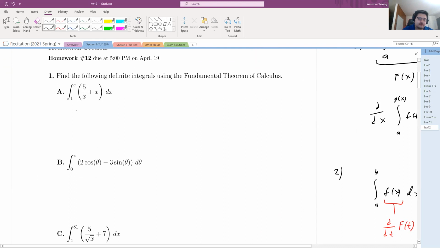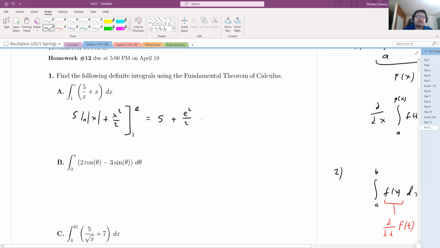So for the first one, you should definitely see that this is 5 ln absolute value of x plus x squared over 2. I think that's pretty straightforward to just be able to see that right away. And then you evaluate. So if I plug in e, I'm going to get 5 times 1. So that's 5 plus e squared over 2.